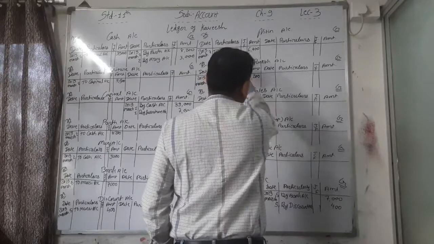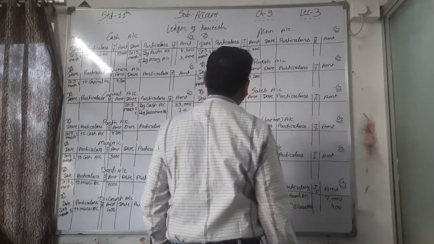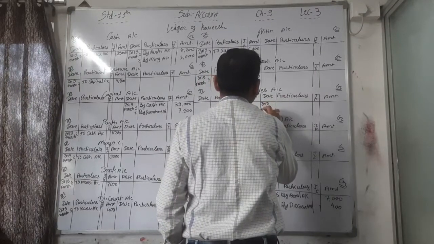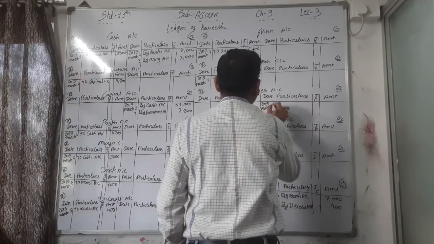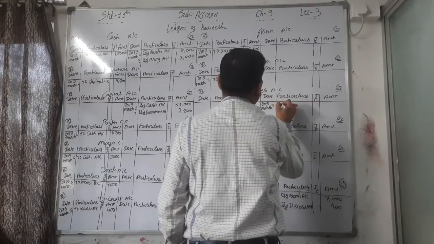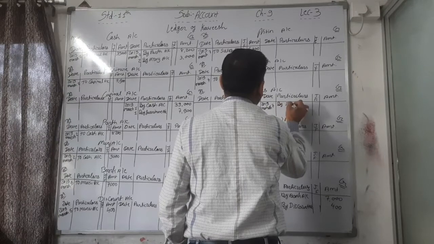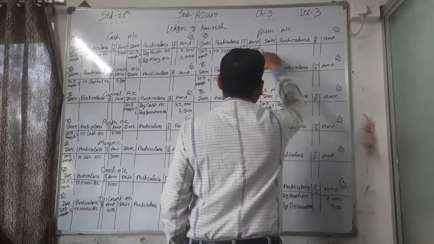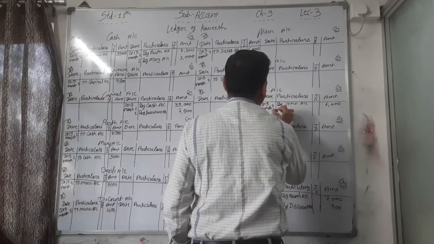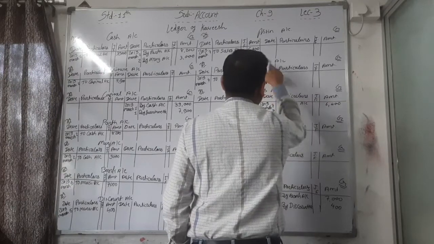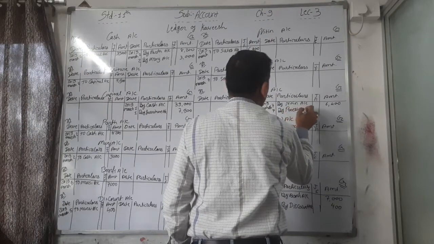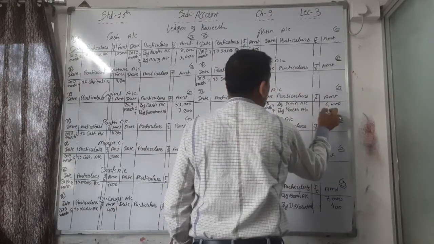Now both these entries we have to record on the credit side of the sales account. So 2019 March 7, by Nitin account, the amount is 6,400, by Paresh account, the amount is 3,200.